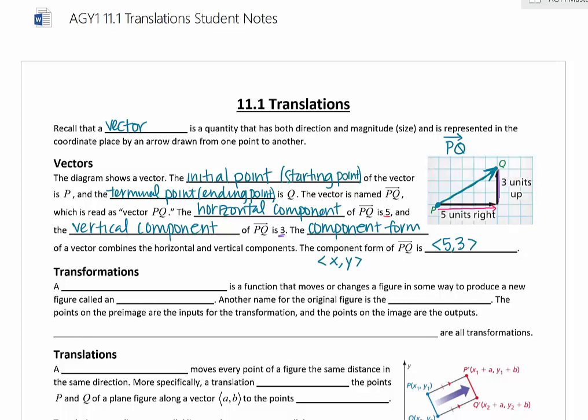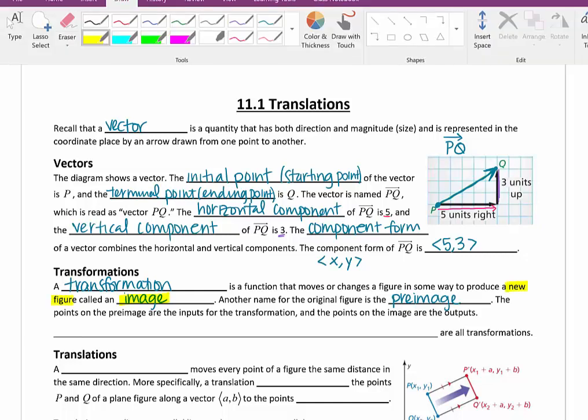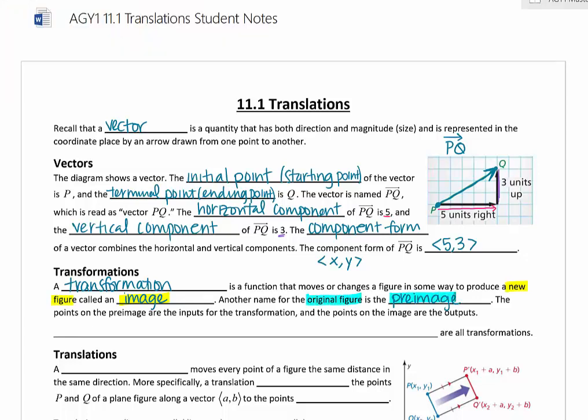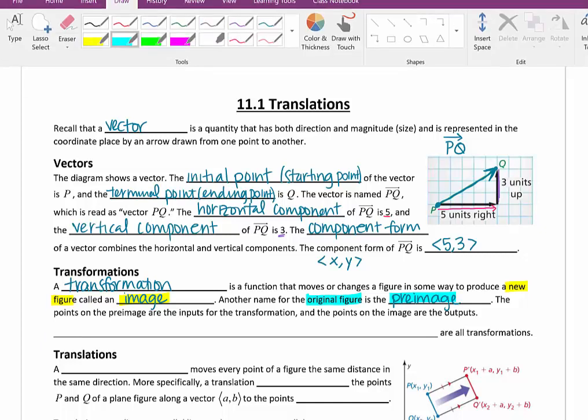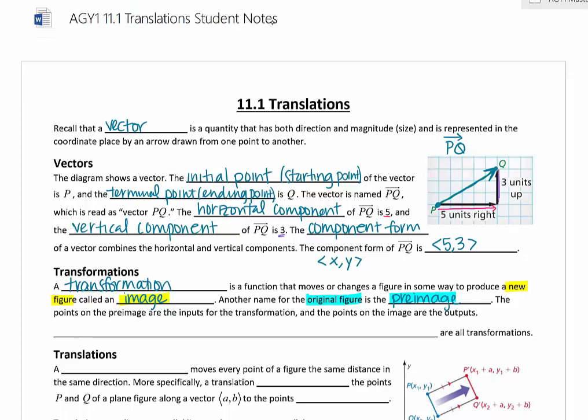When we talk about transformations in general, a transformation is a function that moves or changes a figure in some way to produce a new figure, which we call the image. The original figure we call the pre-image. It's really important to note the difference there between the new figure being called the image and the original figure being called the pre-image. The points on the pre-image are the inputs for the transformation, and the points on the image are the outputs.